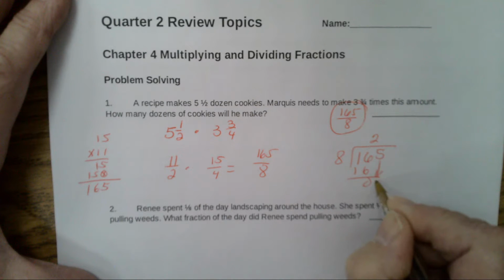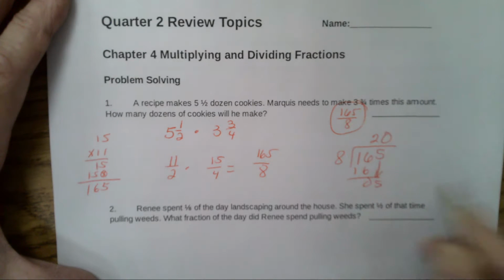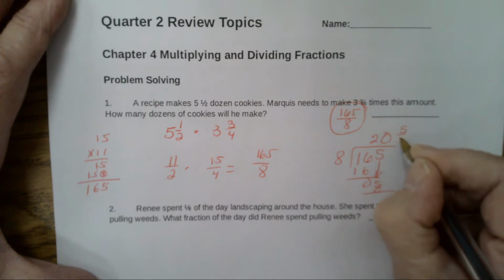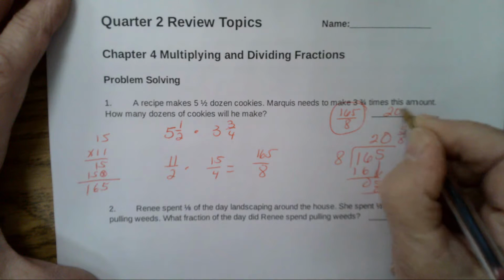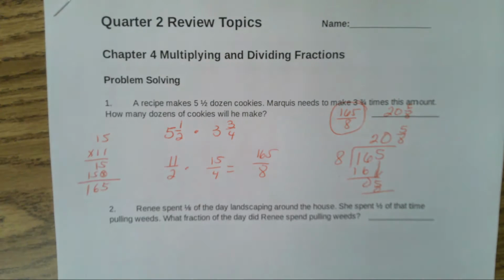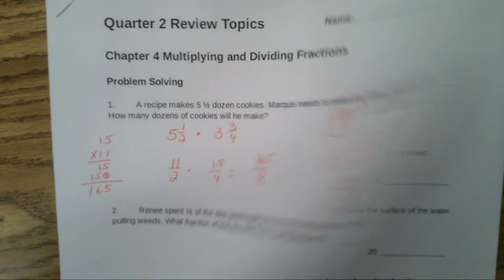How many 8s are in a 0, 5? None. So we'll write the remainder as a fraction, 20 and 5/8 dozen. 20 and 5/8 is your answer for that problem. All right, any questions? Okay, let's go to the next page.